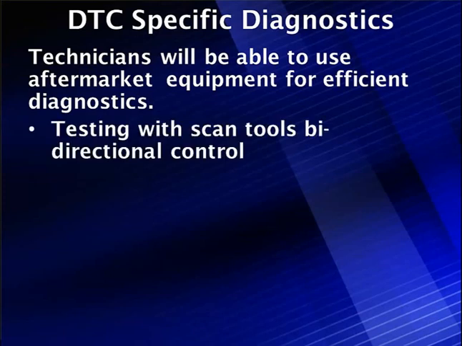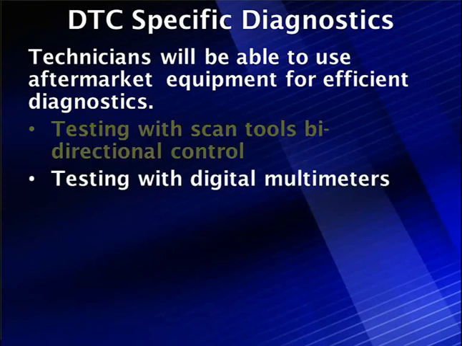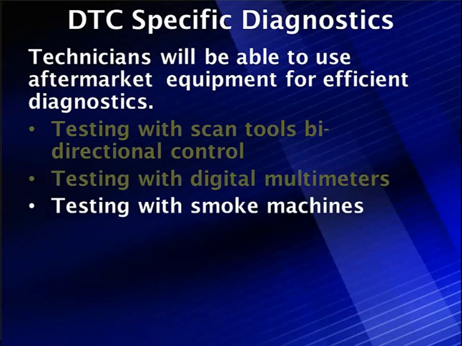We're going to be using scan tools with bidirectional control. Yes, that means you're going to have an enhanced scan tool that can give you bidirectional control. And we're going to be testing with digital multimeters and, of course, smoke machines. When it comes to .020 leaks, there's no other machine that's going to work. It's hard enough to find them with a smoke machine. Without one, it's impossible to find a .020 leak.